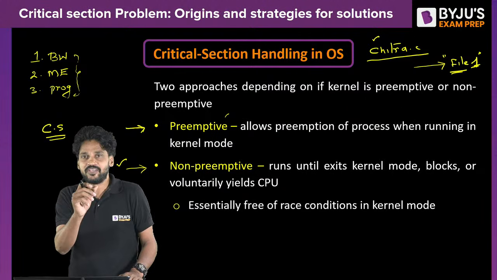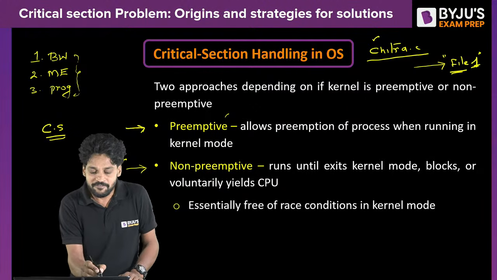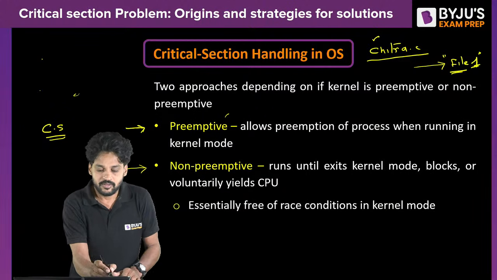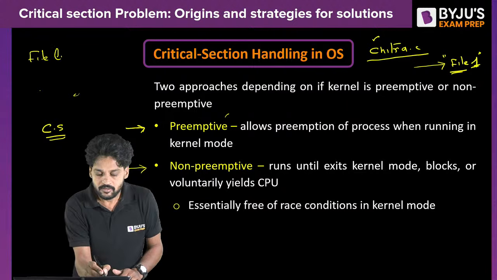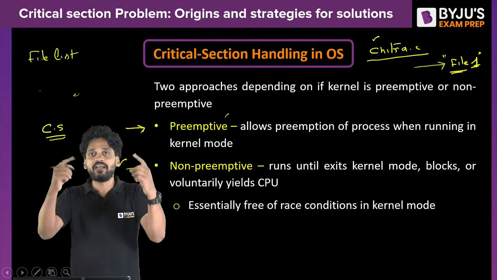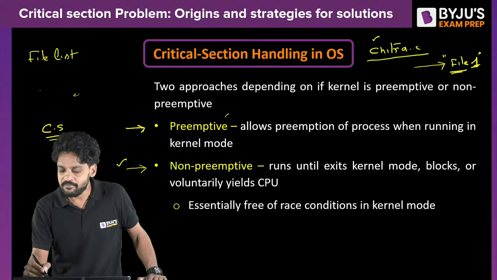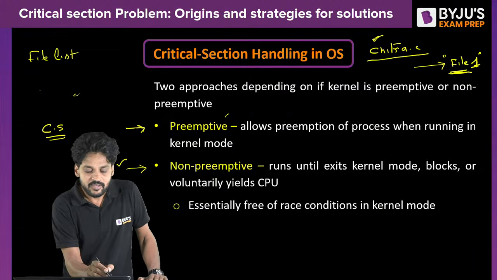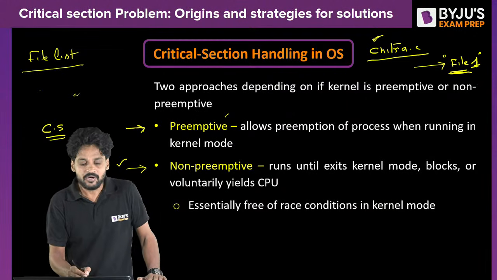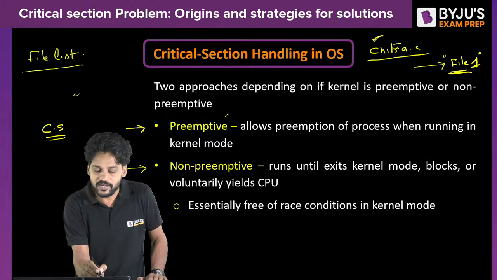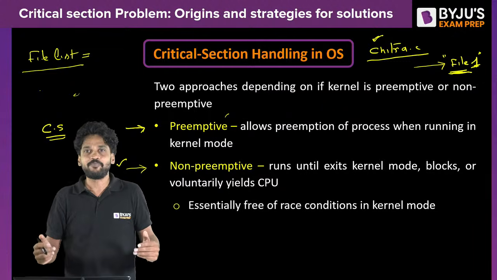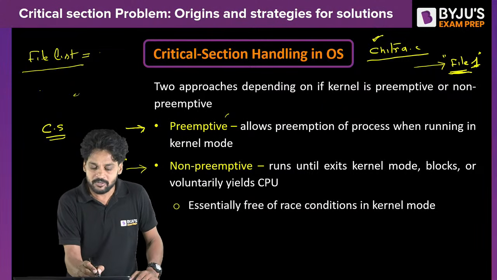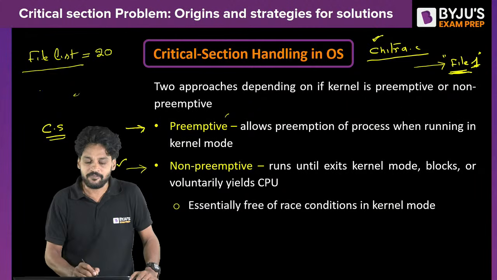There is a data structure which is called the file list. I will write it here. File list will be updated. Every time a process opens a file, immediately the mode will be switched to the kernel mode and the file list will get updated. This file list is the total number of files opened by several processes in the system. Currently, the total file list is equal to 20. That means that 20 files are opened.